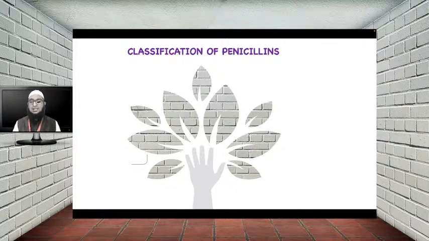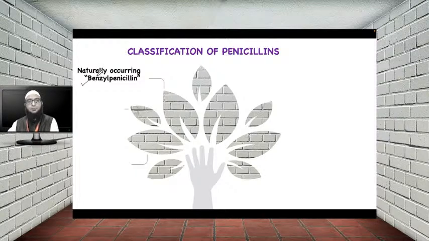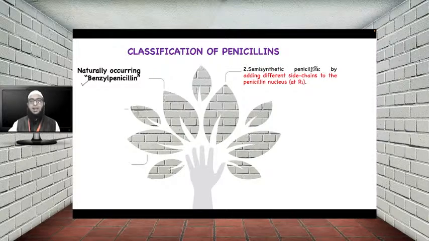Now let's see about the classification of the penicillin. So there are different types of penicillin. So the first kind of penicillin is the naturally occurring penicillin, that is also called benzyl penicillin. So benzyl penicillin is the naturally occurring penicillin. Then semi-synthetic penicillin you can create by adding different side chains to the penicillin nucleus. So in the penicillin nucleus you can just change the group, and due to the change in the structure of the penicillin, there is a change in the activity, and you get different derivatives of the penicillin.